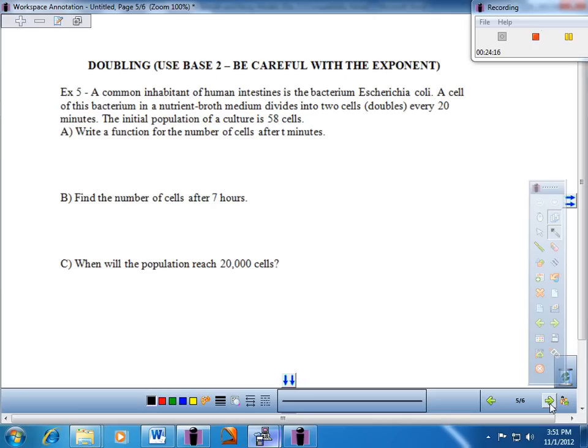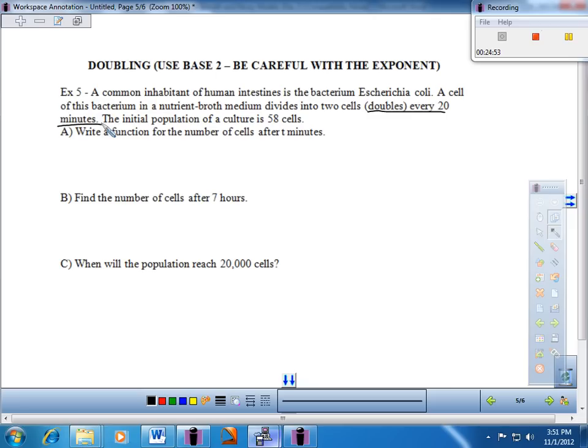It says a common inhabitant of human intestines is the bacterium E. coli. A cell of this bacterium in a nutrient broth medium divides into 2 cells. It doubles every 20 minutes. All right, there's our key. I'm just going to underline that piece just because it's jumping out at me. It's doubling every 20 minutes, and the initial population of a culture is 58 cells.